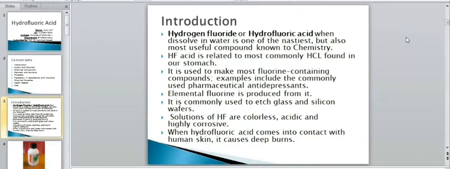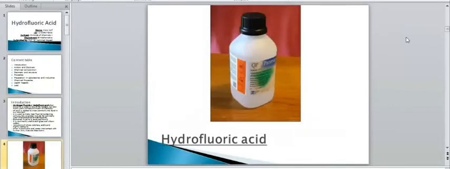When hydrofluoric acid comes in contact with human skin, it causes deep burns. Now, this is the picture of hydrofluoric acid. As you can see, it is a colorless liquid in a plastic bottle. It is put in a plastic bottle because it readily reacts with glass.